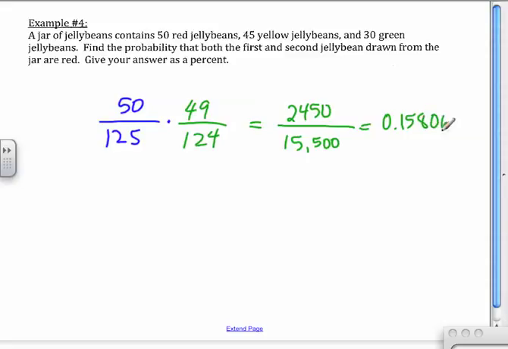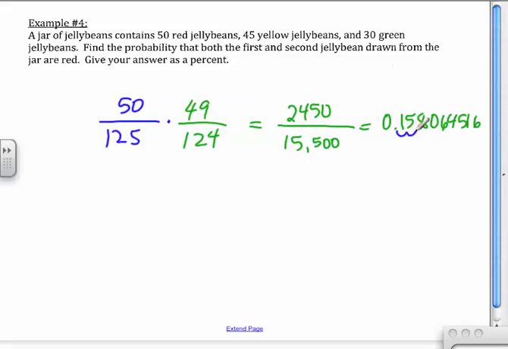0.1580645, I'm sorry, in the last, 16. Is that it? Okay. Now, how do I write this as a percent? How do I write decimals as percents?